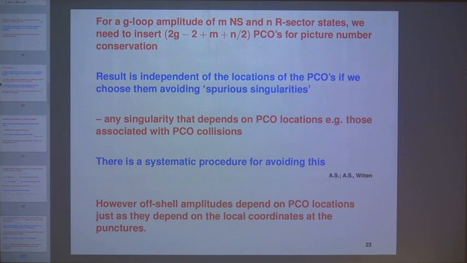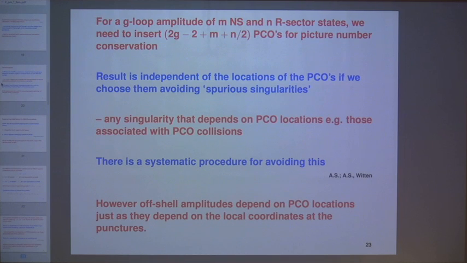Now, going back to the worldsheet description of string scattering amplitude, if we are going to compute a g-loop amplitude of m NS and n Ramond sector states, what we need to do is to insert 2g-2+m+n/2 picture changing operators for picture number conservation. Essentially, because on a genus g Riemann surface, we need a total picture number 2g-2 to get a non-trivial correlation function. And we have to compensate for the picture numbers of the vertex operators, and that's what leads to this number.